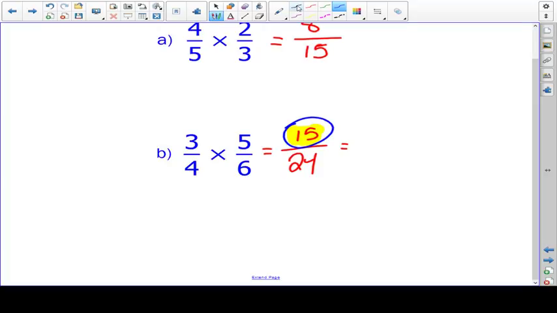So now that we know that these two numbers are divisible by 3, let's divide them by 3. 15 divided by 3 is 5. 24 divided by 3 is 8. We're done. The answer is 5/8.